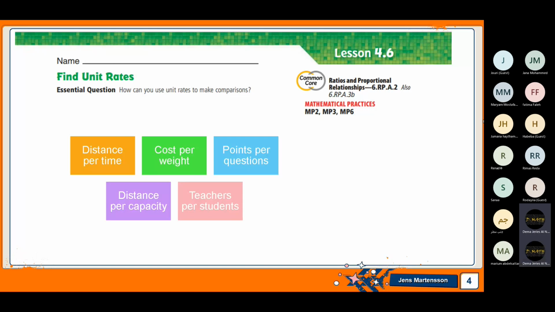Points, like 4 points for each one question, or 20 points for 4 questions. Distance per capacity, like I traveled 4 kilometers per 1 gallon of gas as an example. And teachers per student, like there are 4 teachers per 1 student, and so on. This is how the rates will come.